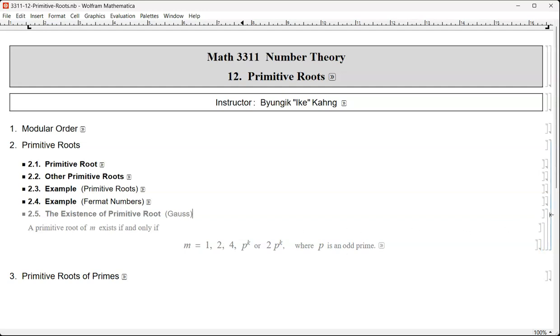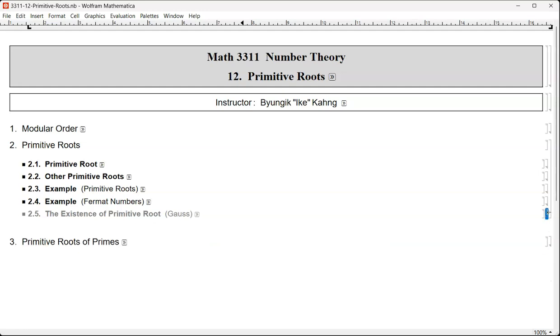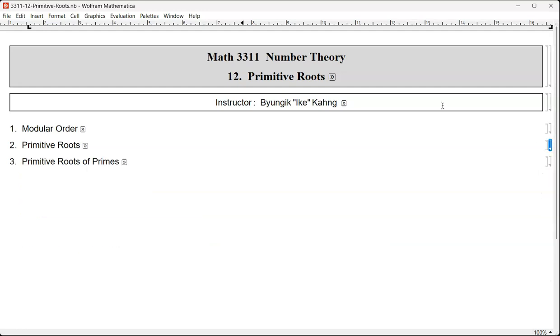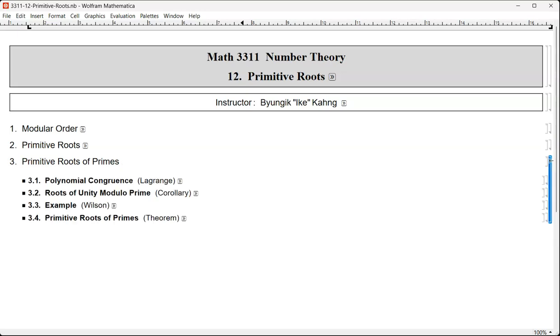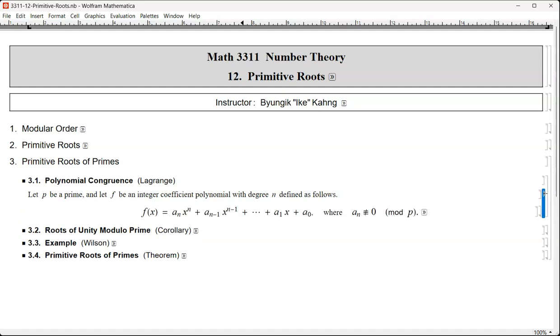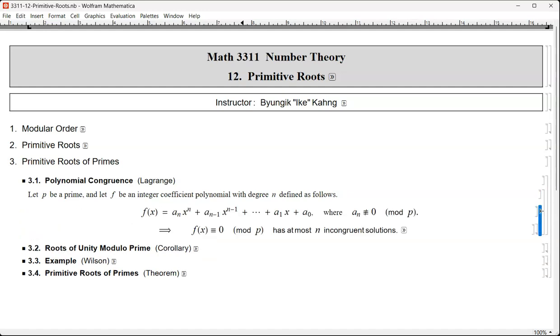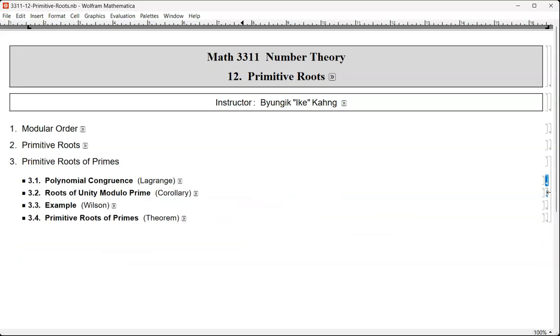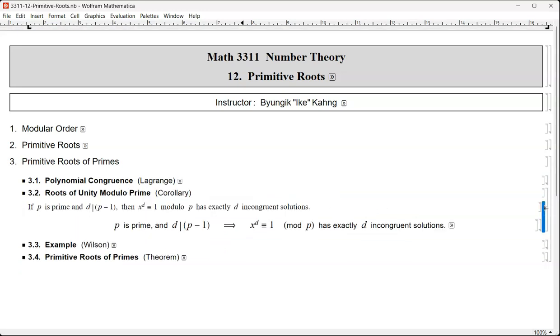But the problem is we can't prove it. It's too difficult for us, so we're going to prove only a special case. We'll prove that primitive roots exist modulo prime. So in section 3, we consider mod p only, no more mod m, and the first topic, Lagrange theorem, is based upon mod p, as you can see. And then its corollary is also based upon mod p.